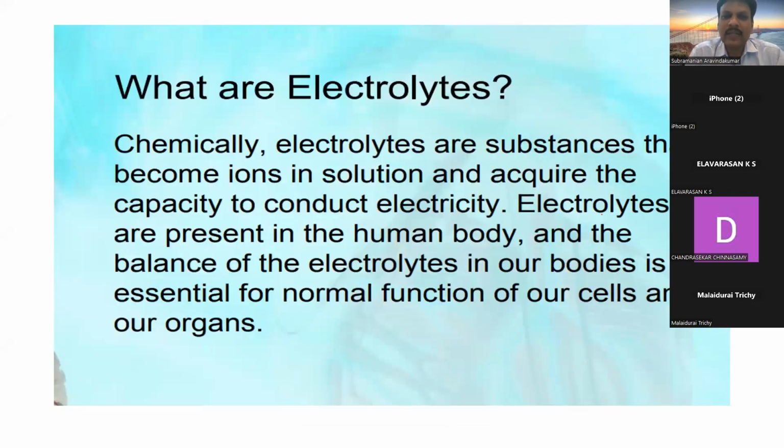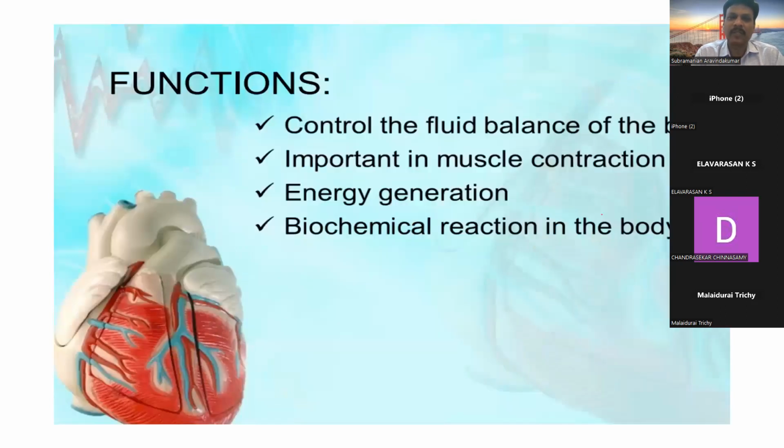Electrolytes are chemical substances that become ions in solution. That's what we call ion shifting from inside to outside the cell, and this acquires the capacity to conduct electricity. This is what happens in the heart. It's present everywhere, but I am concerned about the heart and I'll be talking about the heart.